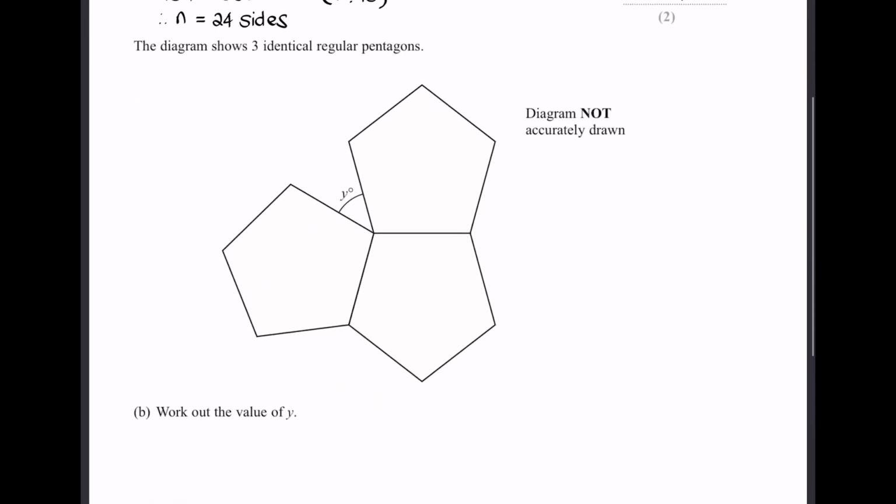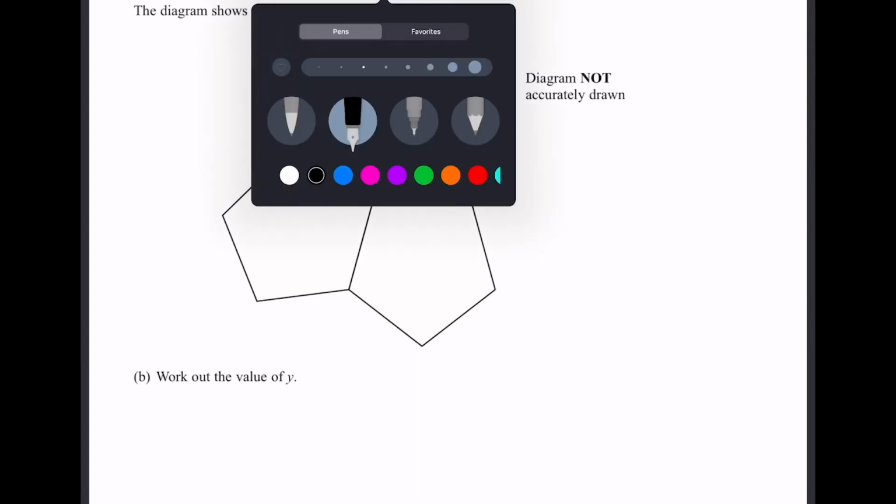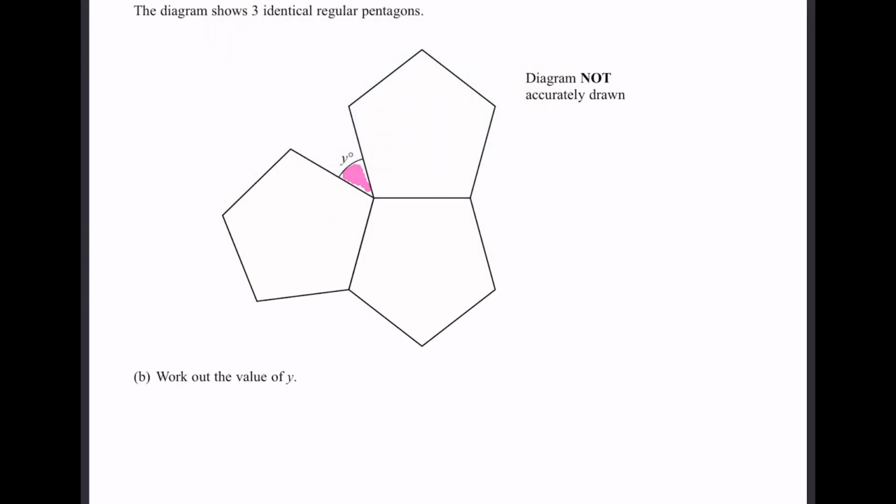Alright, the diagram below shows 3 identical regular pentagons joined together. Work out the value of y. If I look at y over here, y is not the exterior angle of this pentagon, because remember, the exterior angle of a pentagon or of any shape is an extension of one of the sides. So in order to determine or calculate the value of y, I'm going to have to do something else.